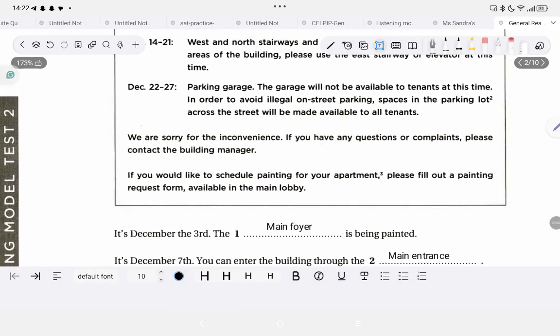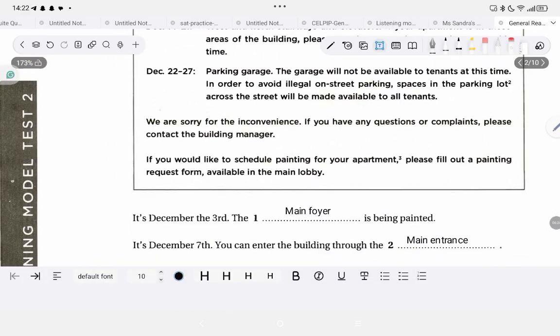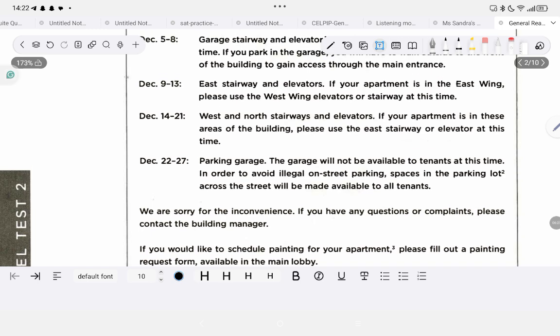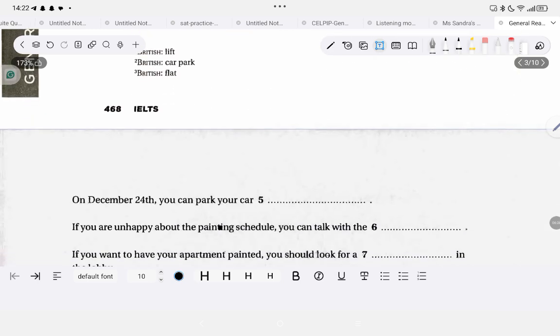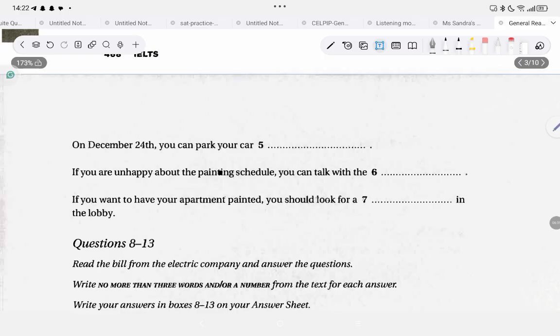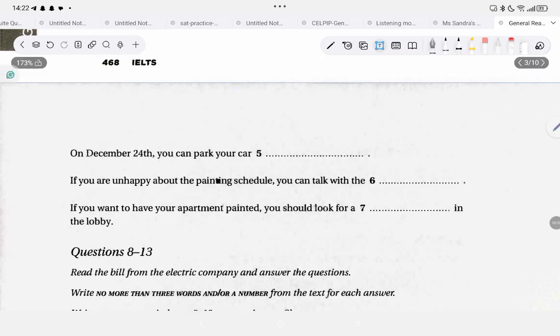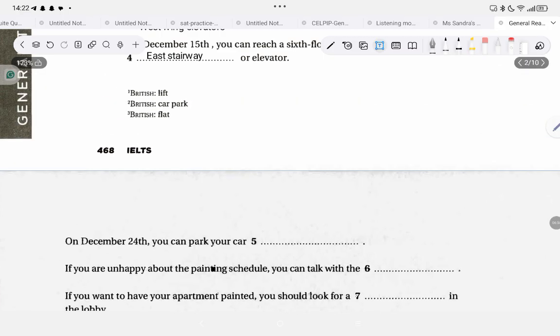So yeah, we have that. East stairway. I want to be sure it's not plural. Yep. Now, number five. On December 24th, you can park your car dash. On December 24th, you can park your car dash.